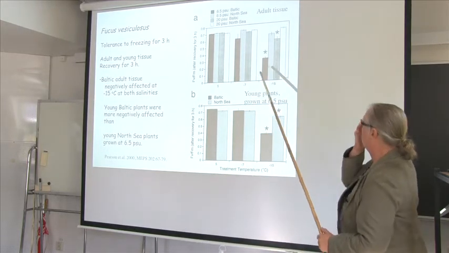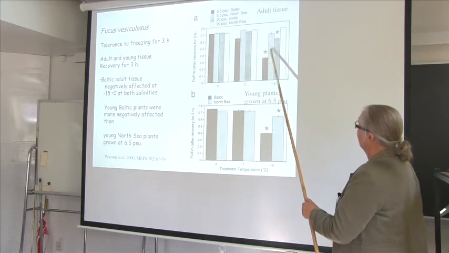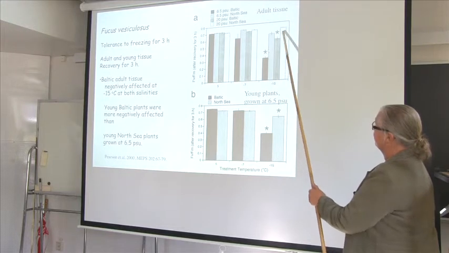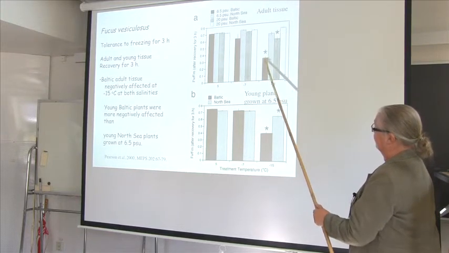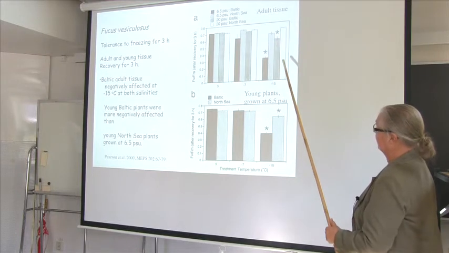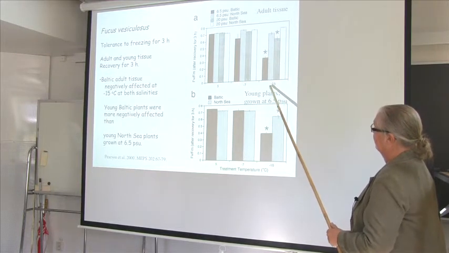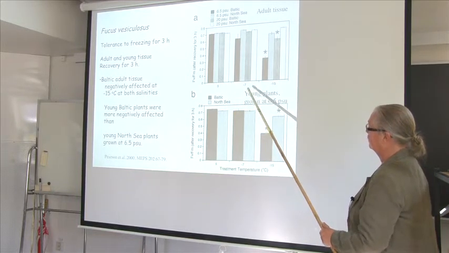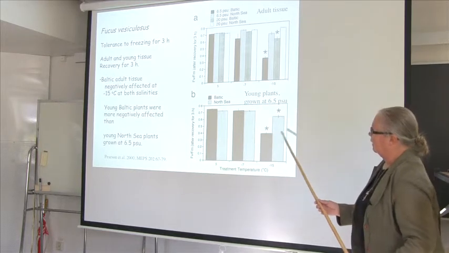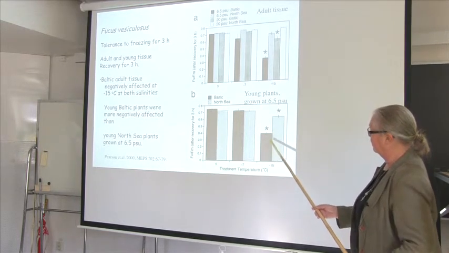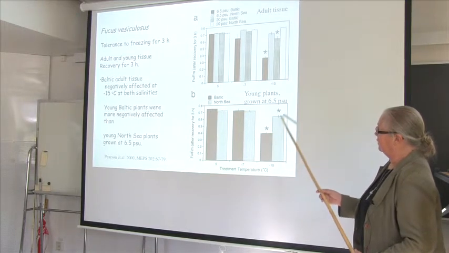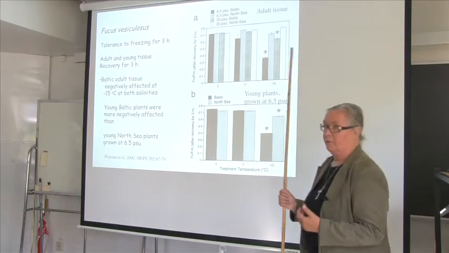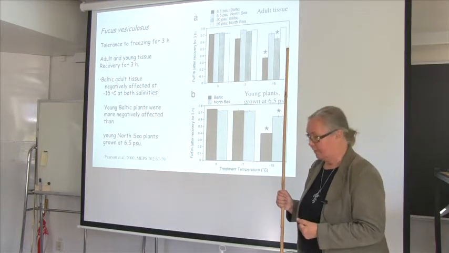And similar with freezing adult tissue, the Baltic plants didn't survive the freezing at minus 15 very well. They survive at plus 5 and they survive minus 7. And young plants from the Baltic Sea will also have problems with being frozen for a longer period.